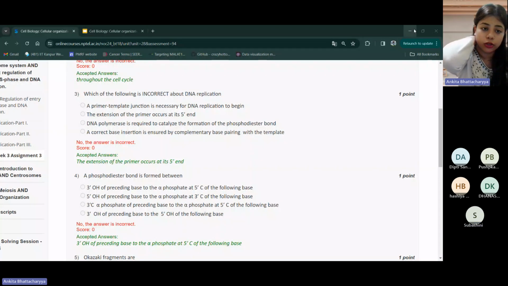Then, the fourth option was that a correct base insertion is ensured by complementary base pairing with the template. So while to a large extent that is required, it is not the only way that you can ensure that there is correct base insertion. There is an entire machinery present for this purpose, and not even just one machinery, it's multiple molecular machineries which are present inside the cell. Commonly, if you are interested in it, you can look it up. They're commonly known as MMR and BER, which is the mismatch repair machinery and the base excision repair machinery.